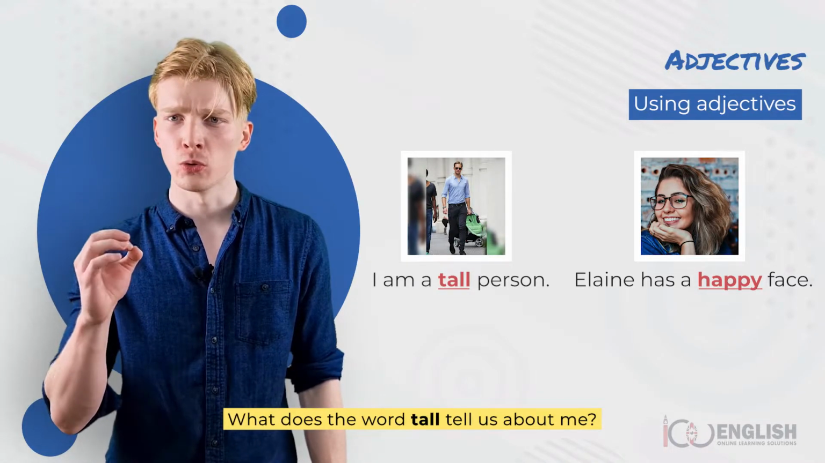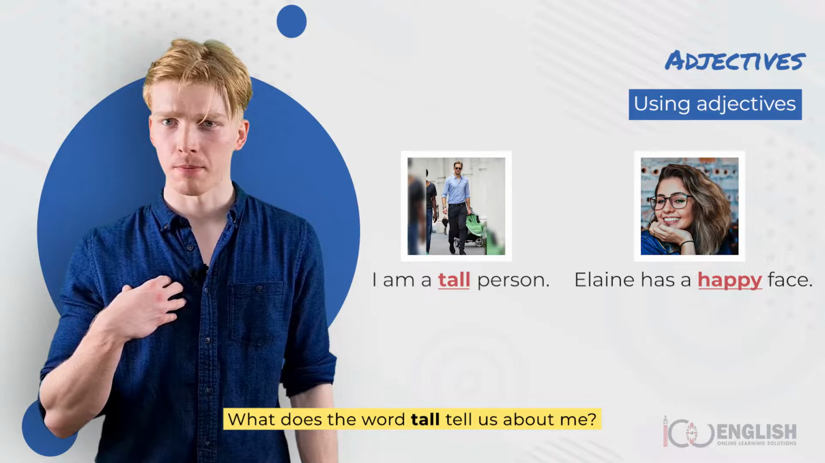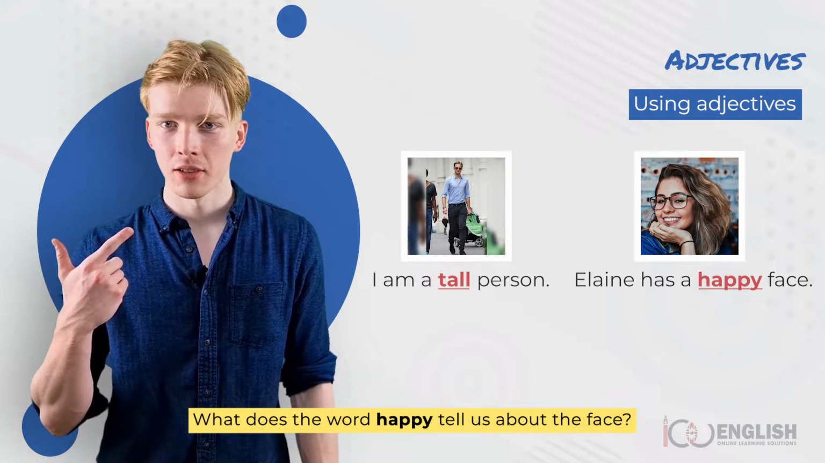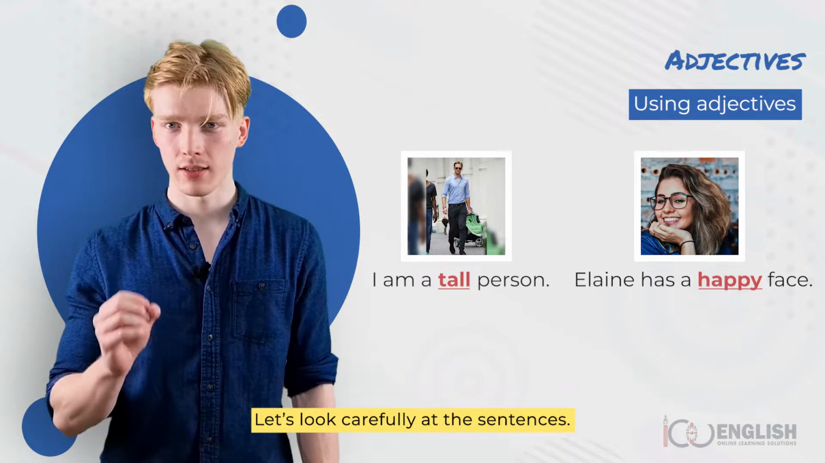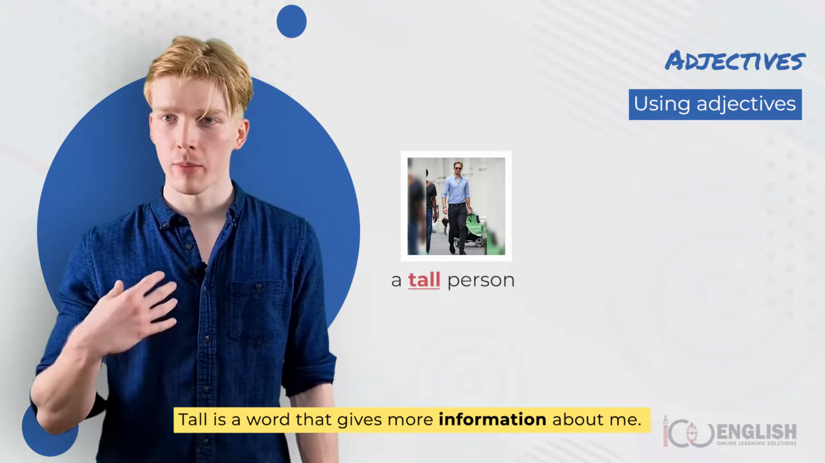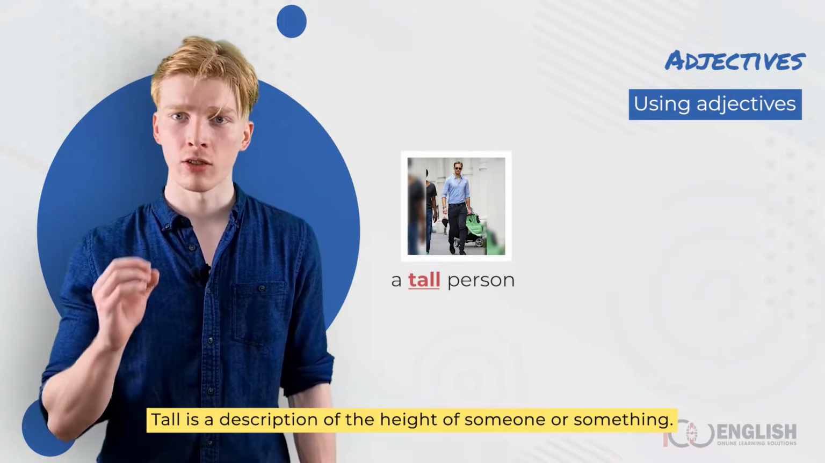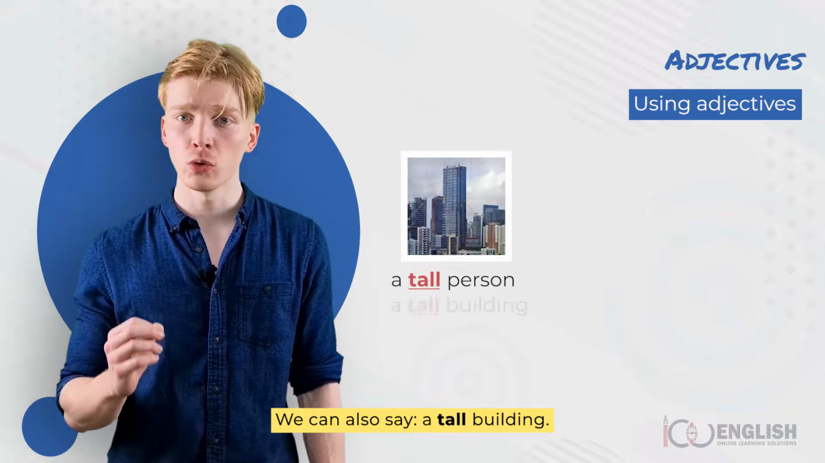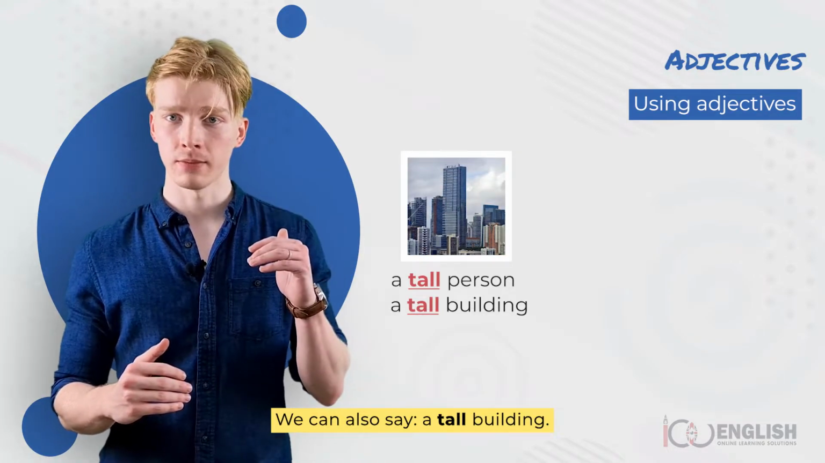What does the word tall tell us about me? What does the word happy tell us about the face? Let's look carefully at the sentences. Tall is a word that gives more information about me. Tall is a description of the height of someone or something. We can also say a tall building.